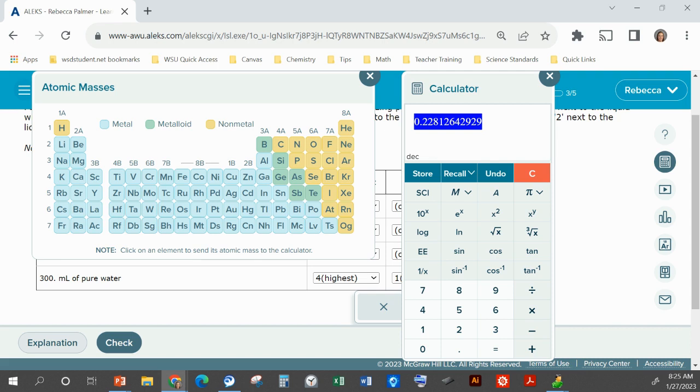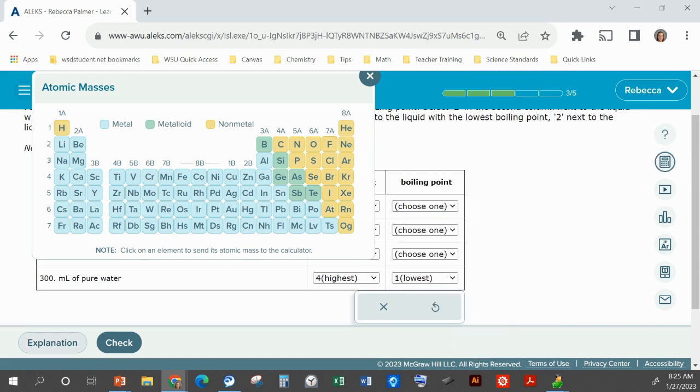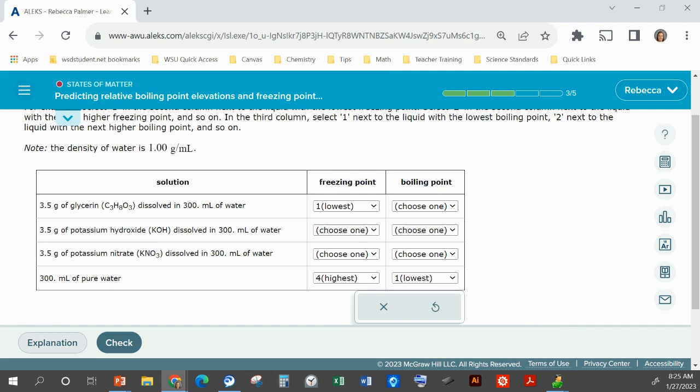Okay, so then we need to rank these in order. So like this one is the biggest number. So this is going to have the greatest effect on the boiling point and the freezing point. So let's get rid of this. So we know water is going to have the highest freezing point. So this is how I think of this. We have water. This is our boiling. This is our freezing point.